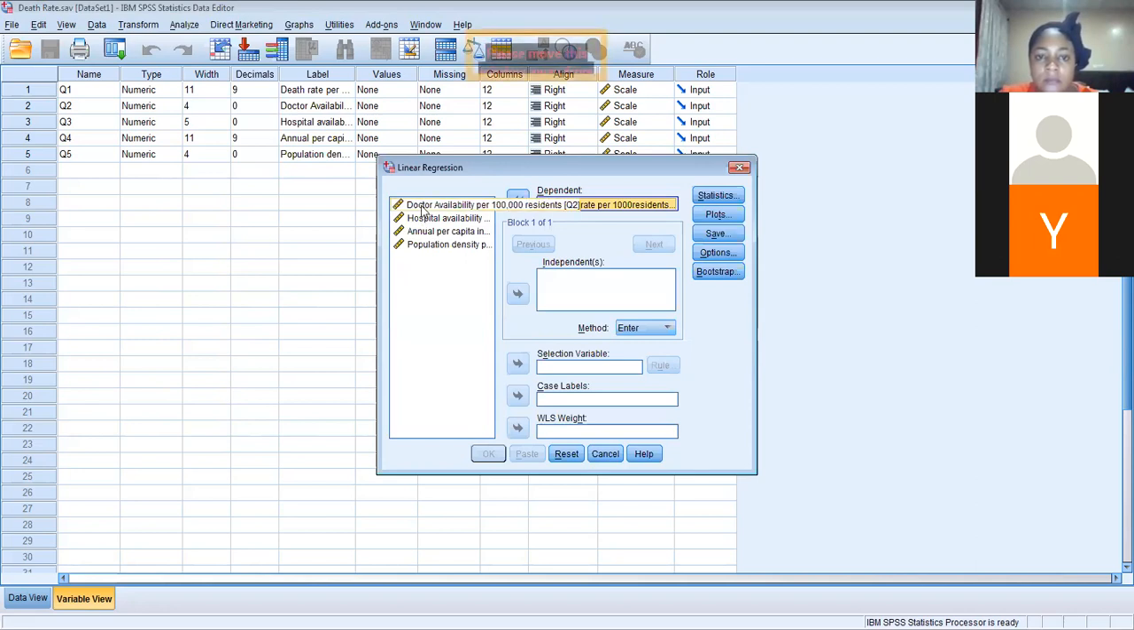Then let's check. Let's start with doctor availability as independent. Click OK. Let's be looking at the R square. Click OK and share the results.